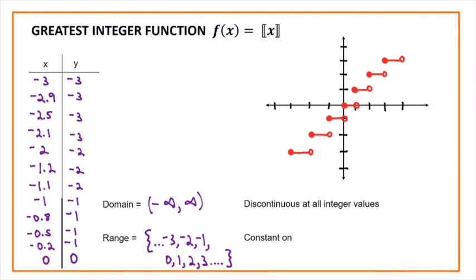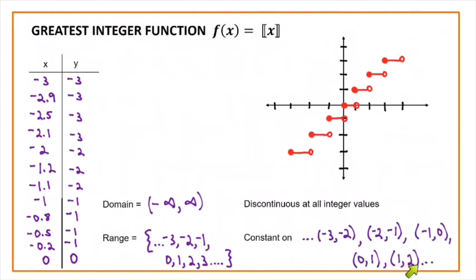And remember that when we talk about intervals where the function is constant or increasing or decreasing, we always refer to open intervals. So we'll just say that this function is constant on the open interval from -3 to -2, from -2 to -1, and so on. And again, we have the dots that indicate that those intervals continue forever to the left and forever to the right.